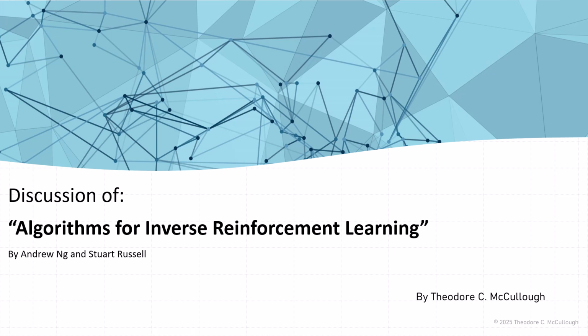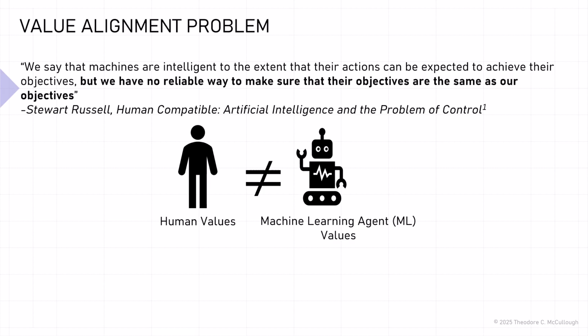Hi folks, today we're going to discuss the article entitled Algorithms for Inverse Reinforcement Learning by Andrew Ng and Stuart Russell. This is an article that was published on June 29, 2000 and has been cited over 4,477 times. Let's begin. To understand inverse reinforcement learning, we're going to start out by discussing the value alignment problem.